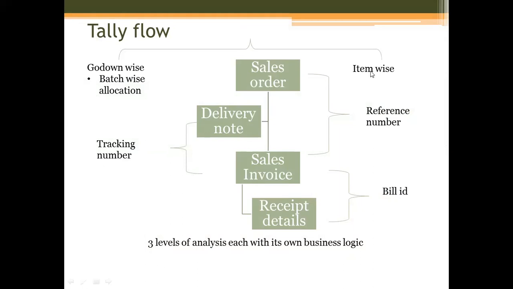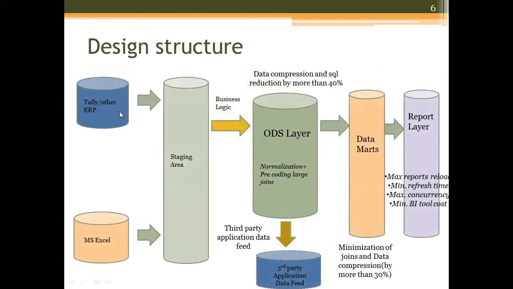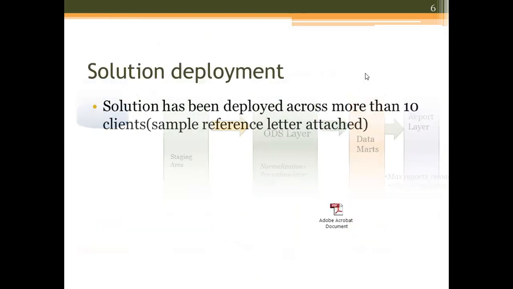The sales order can be item wise or godown wise, so analysis can be done any way. This is going to be the structure. The staging area is the JSON or the ERP files. After this, the entire module was generated in Power BI, the DAX module.